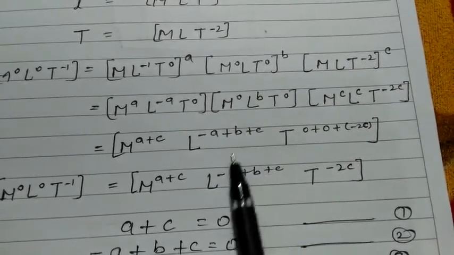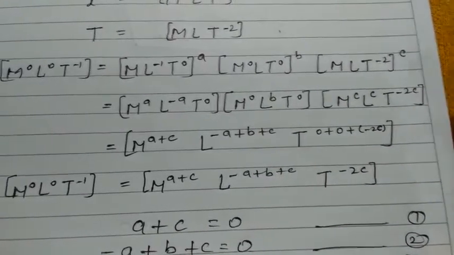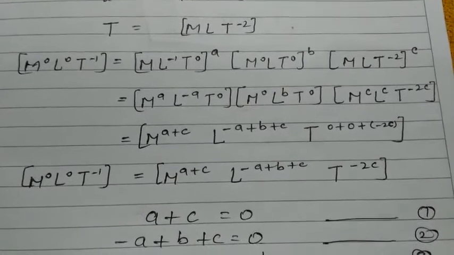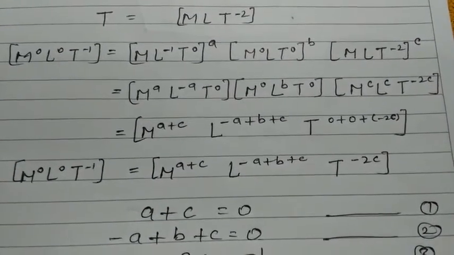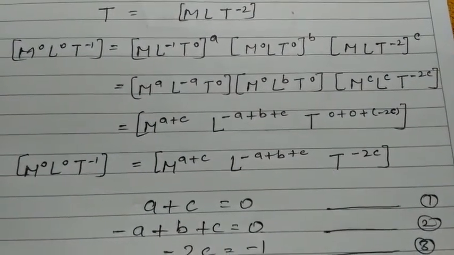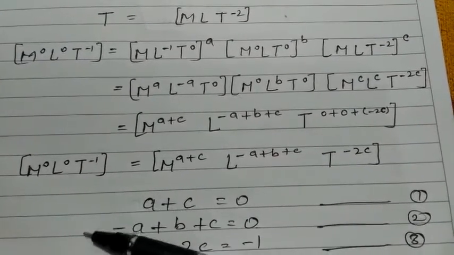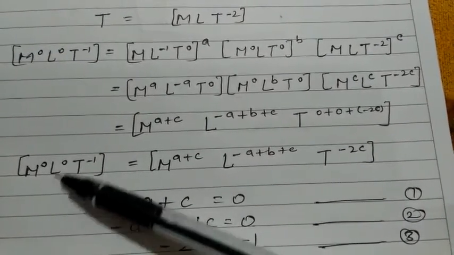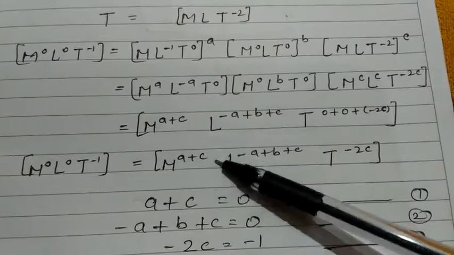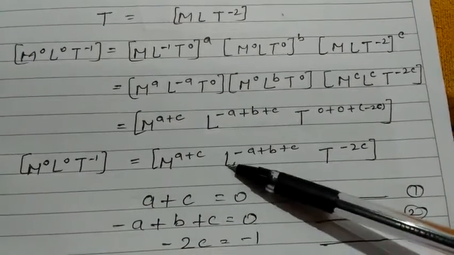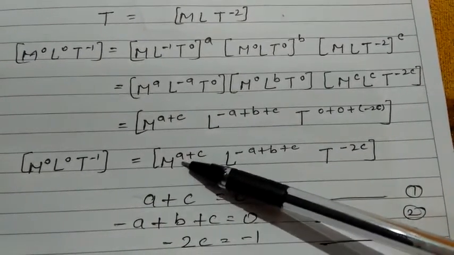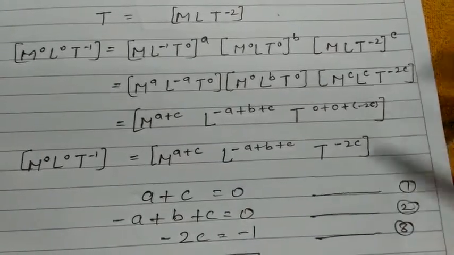In the third step we have done this one. We have solved for m, l and t to get the powers. Now in the next step, the fourth one, what will we do? We will equate both the sides, and we try to find out the values of a, b and c.